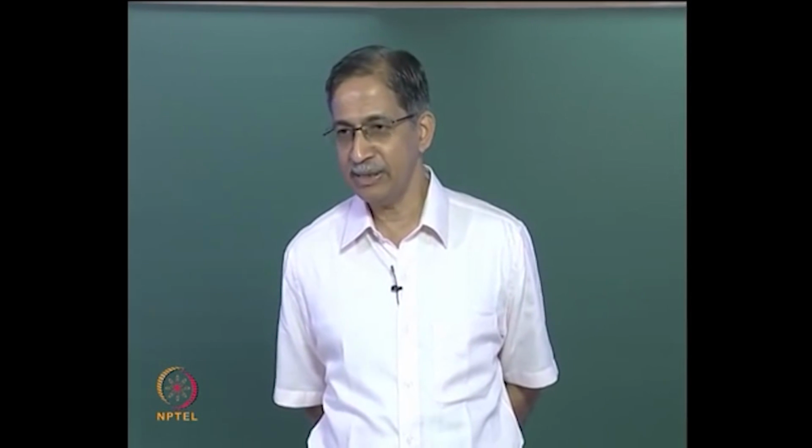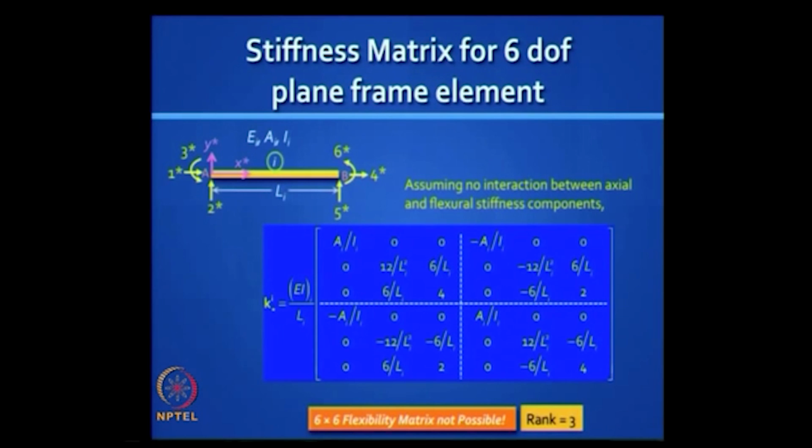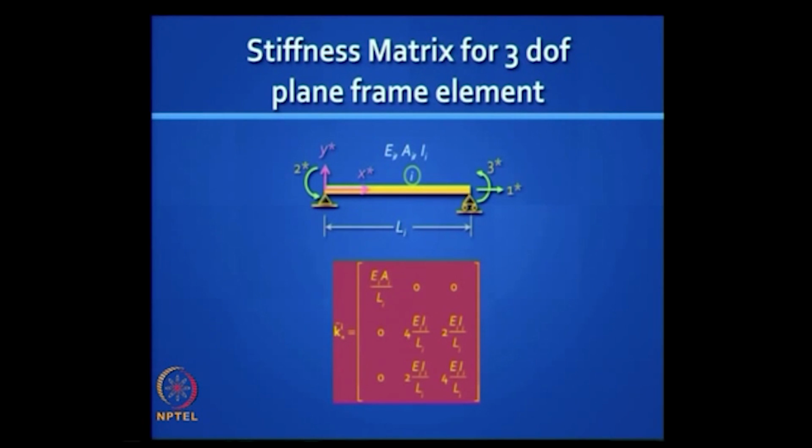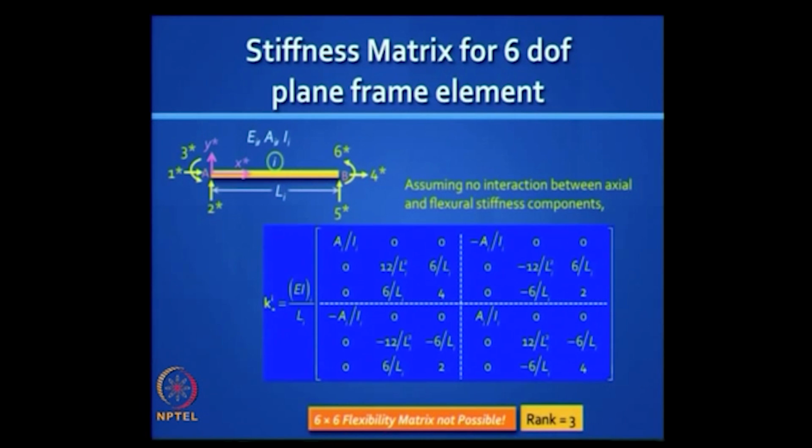We have been assuming that the simply supported condition is convenient and we will stick to that. So we are now going to use a 3 degree of freedom system, and it is very easy to write down. At this stage you should find it very easy to write down the element stiffness matrix. You can do it from first principles. You can also do it from the 6 by 6 element stiffness matrix. How? Just knock off the irrelevant rows and columns.